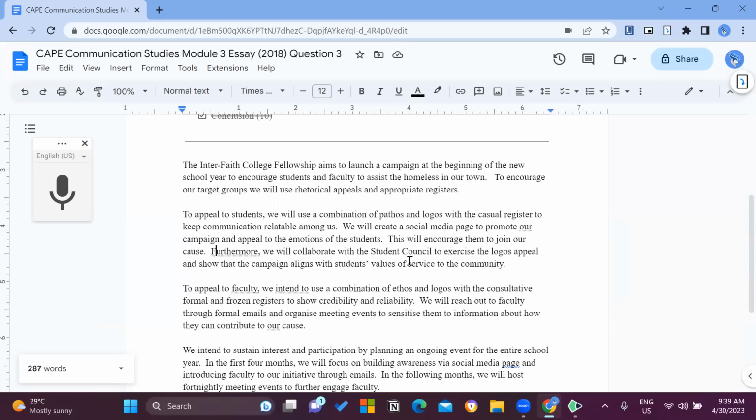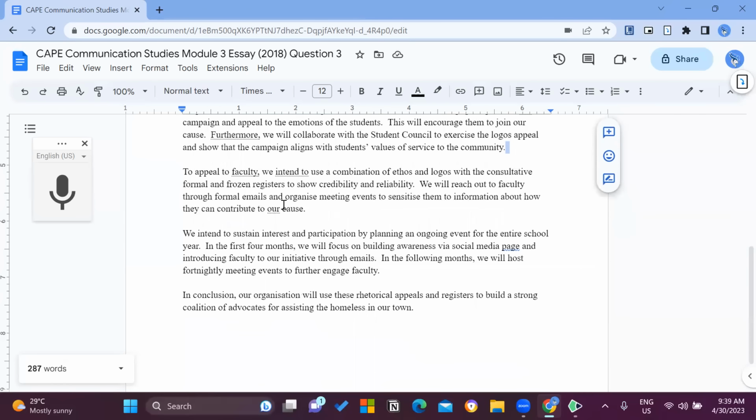Furthermore, we will collaborate with the student council to exercise the logos appeal and show that the campaign aligns with the students' values of service to the community. To appeal to faculty, we intend to use a combination of ethos and logos with the consultative, formal, and frozen registers to show credibility and reliability. We will reach out to faculty through formal emails and organize meetings or meeting events to sensitize them to information about how they can contribute to our cause.